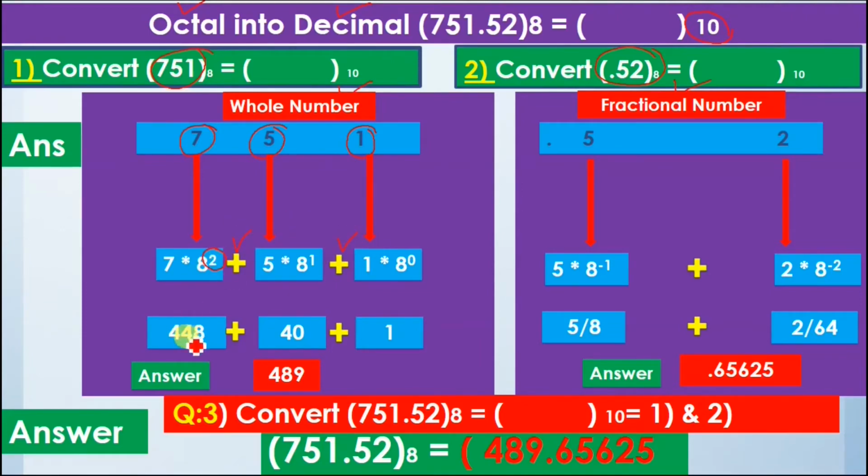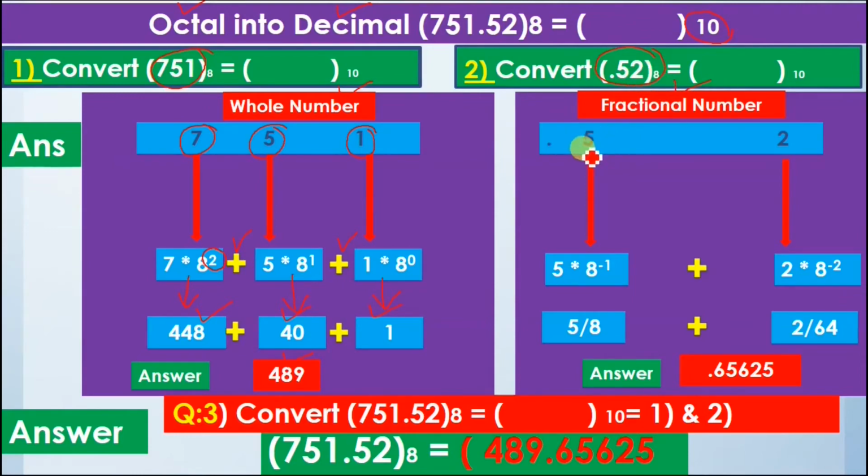So here we have 448, and then here we have 40, and here we have 1. So after adding this and this and this, we get the final answer as 489. So this is the answer of the whole part. Okay. Next we have the fractional number 0.52.